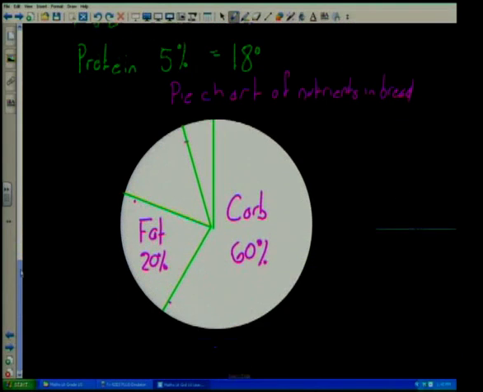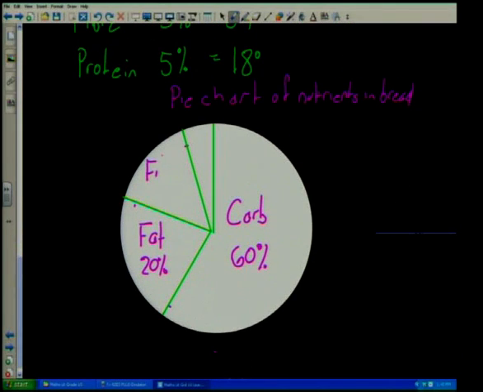Then we had fiber at 15%. And finally, we had protein. Now, if you don't have enough space in your graph, you can actually add a label to it. And let's just add that, and we'll put it on the side. Protein, and it was 5%. Okay, so there's your pie chart. Fairly easy, something you need to practice. Let's move on to the next question.